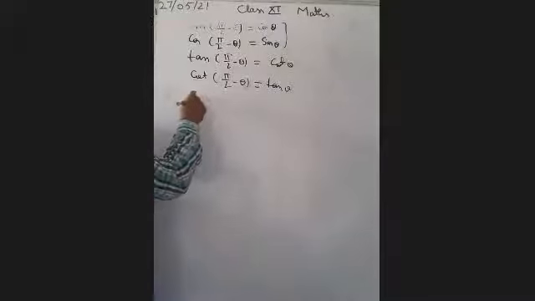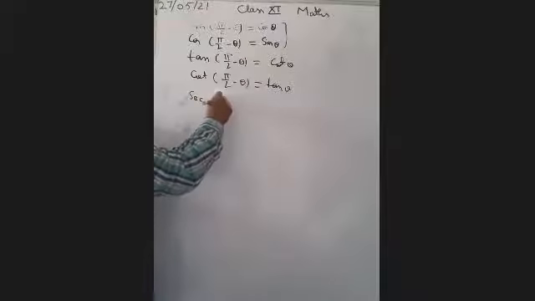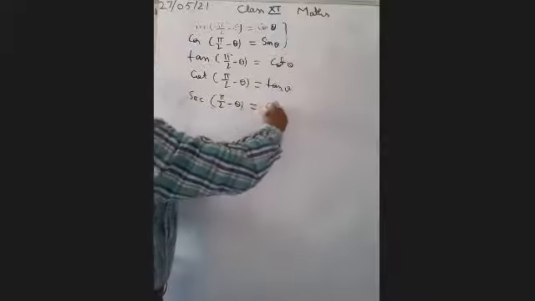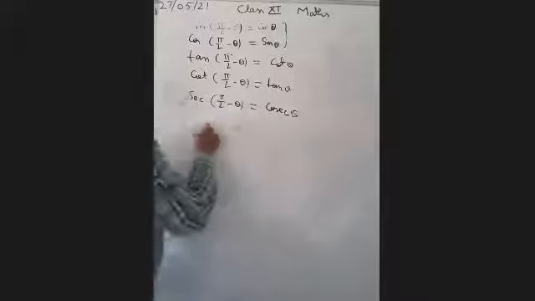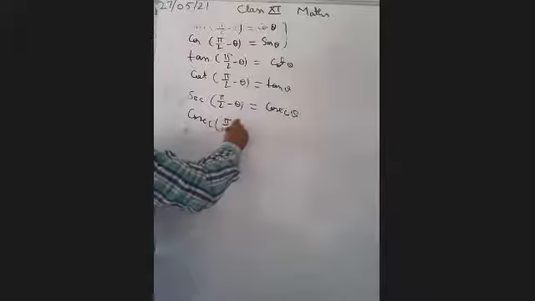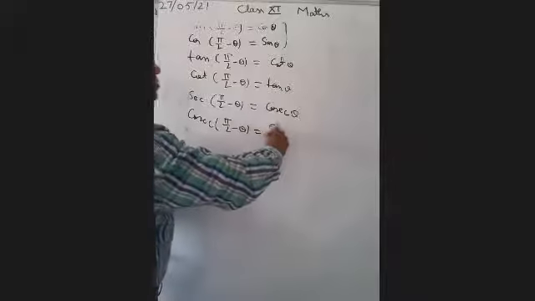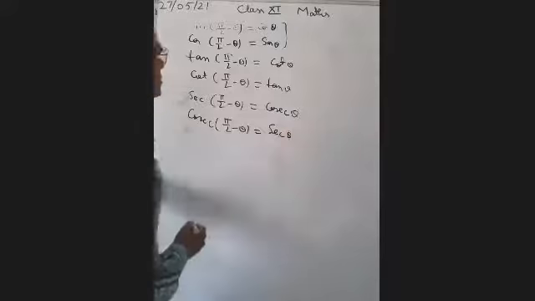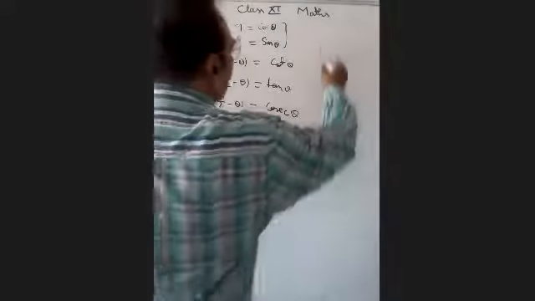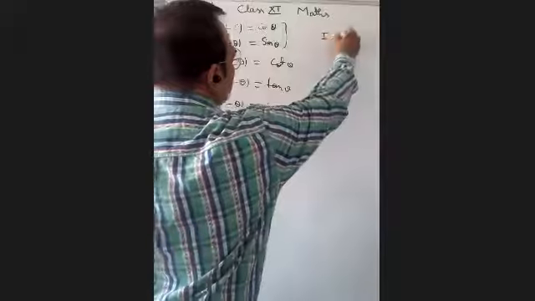Similarly sec(90 − θ) is equal to cosec θ, and cosec(90 − θ) is equal to sec θ. So in this way we get the six trigonometric ratios in the 90 − θ form. You are observing that in the first quadrant all are positive.